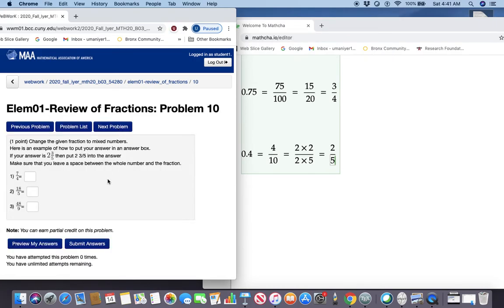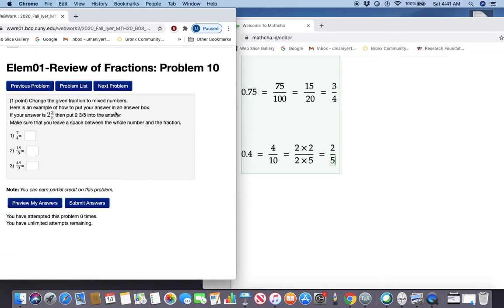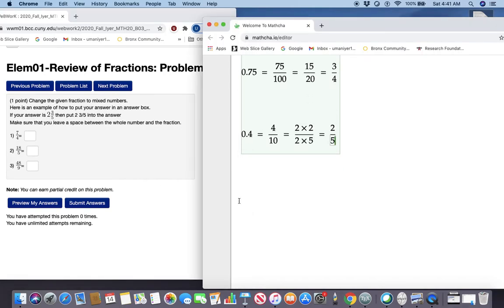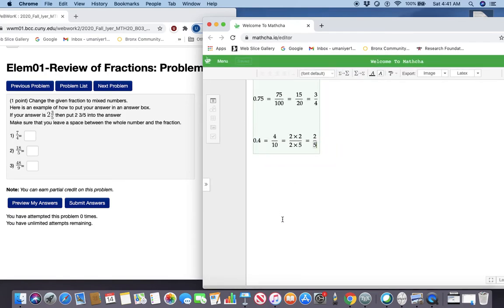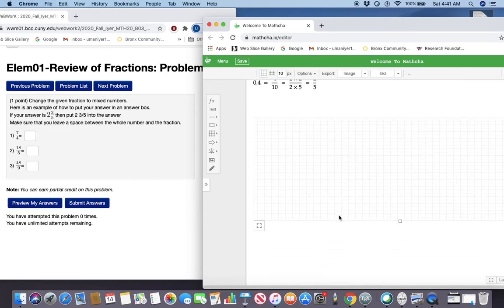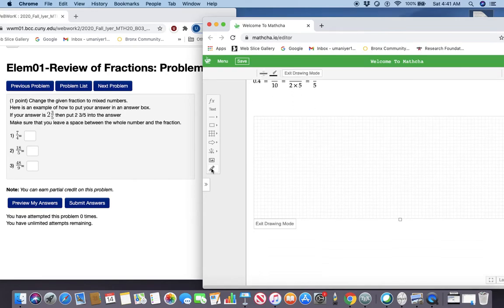Next problem. Put your answers in an answer box. So you want to write this. Okay, so you have some numbers. You want to write them in mixed form. All right. So this requires a bit of drawing. So, all right. So let's start here.